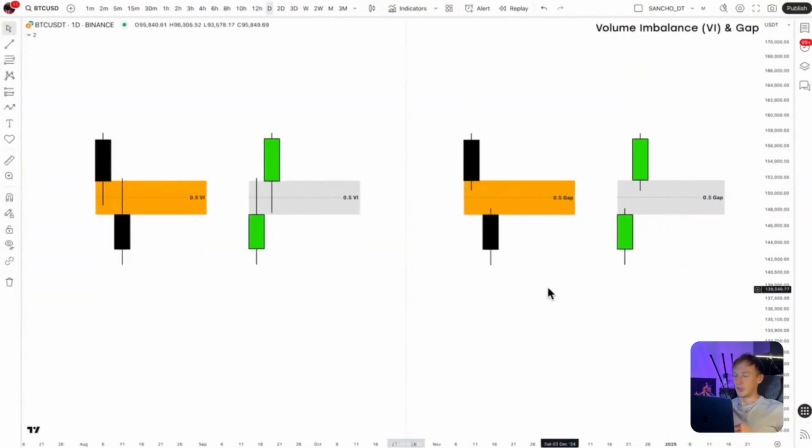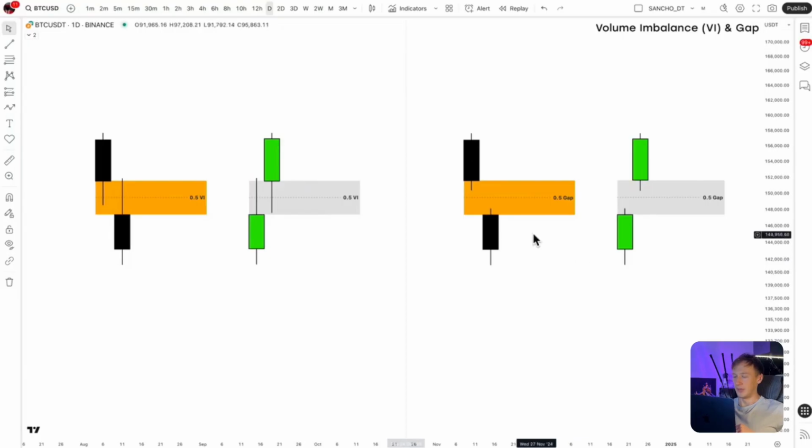In the first situation, a gap appears between the close and open of the candles, but the wicks overlap. This acts as both a magnet and resistance. We wait for a move to 0.5 and then for the decline to continue. The principle is identical to the classic imbalance. A bullish volume imbalance acts as support. We expect a correction and then continued growth.